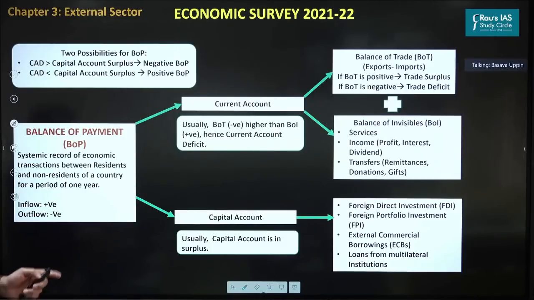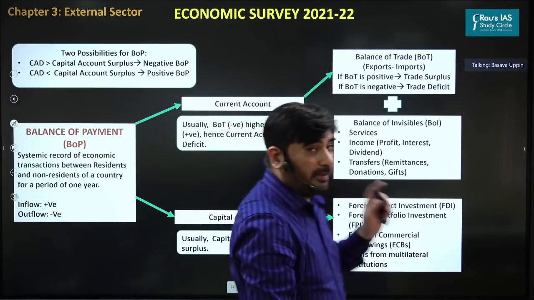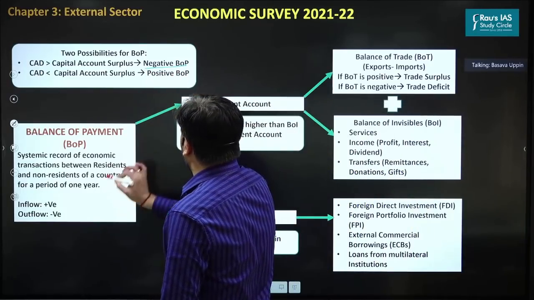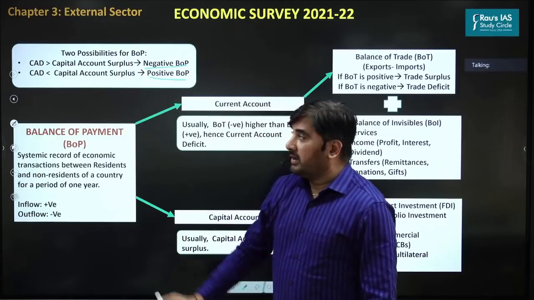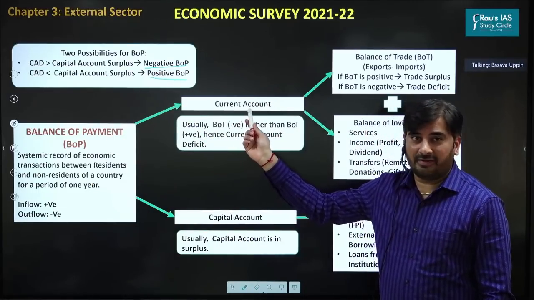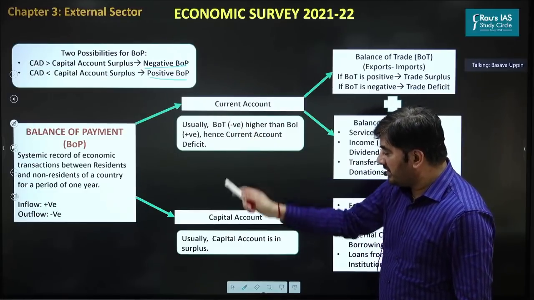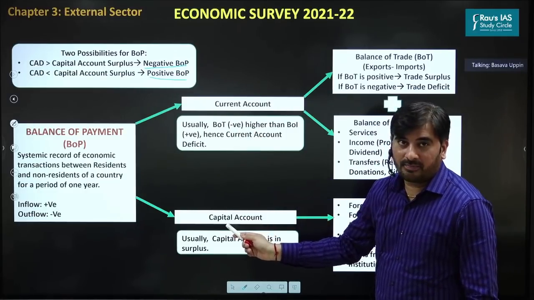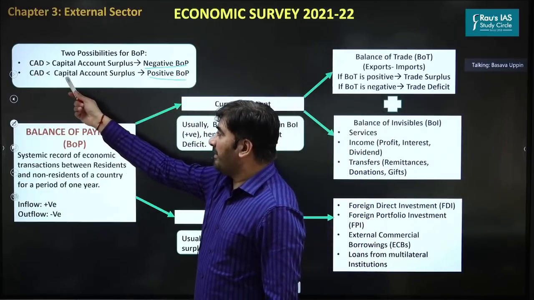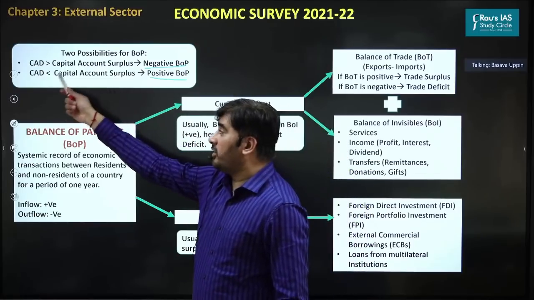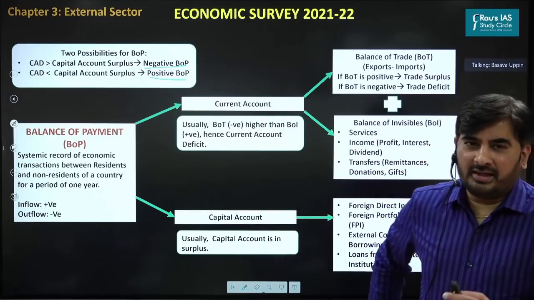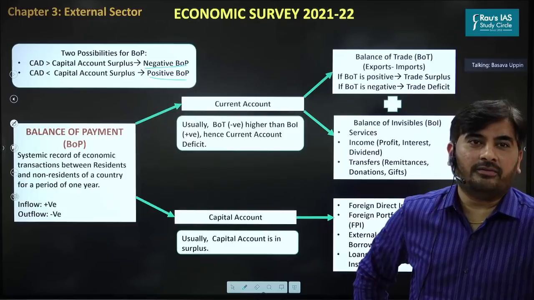So now if you look at the general trends with respect to BOP, there are two possibilities. The balance of payment could be negative or it could be positive. The BOP could become negative when the current account deficit, as I said, this account is normally in deficit, is higher than the capital account surplus. On the other hand, if the capital account surplus is higher than the current account deficit, then the balance of payment would be positive. So what do you think is India's balance of payment, positive or negative?